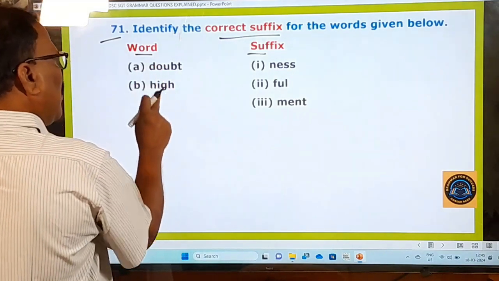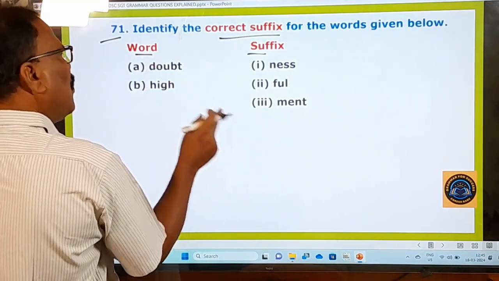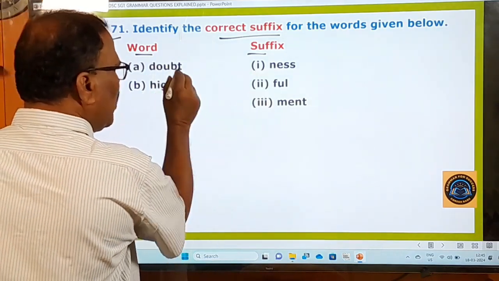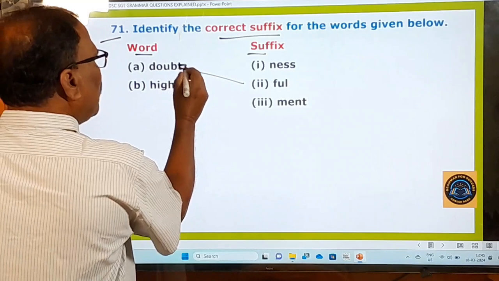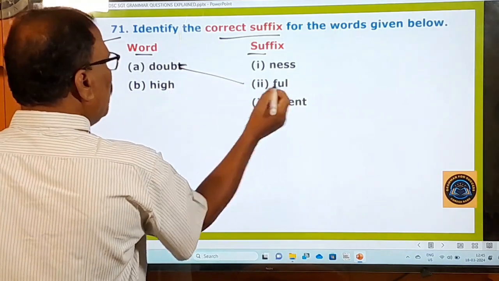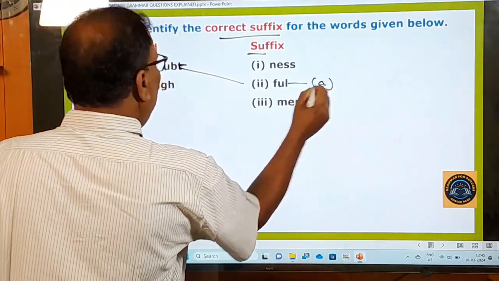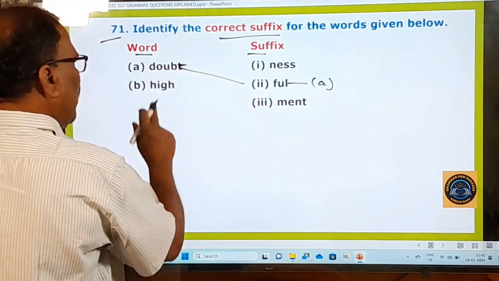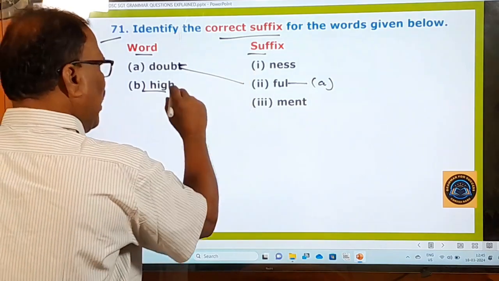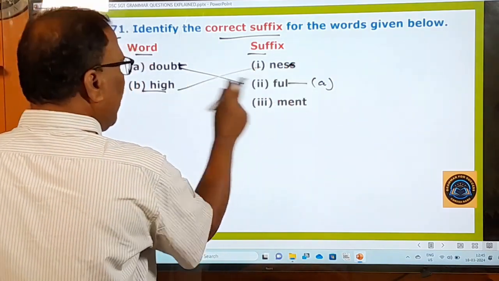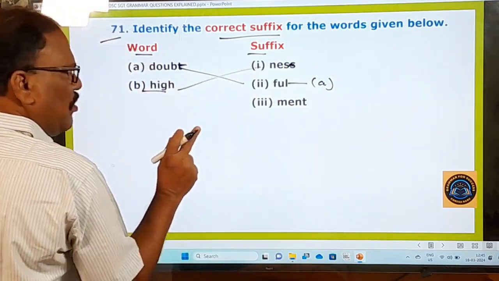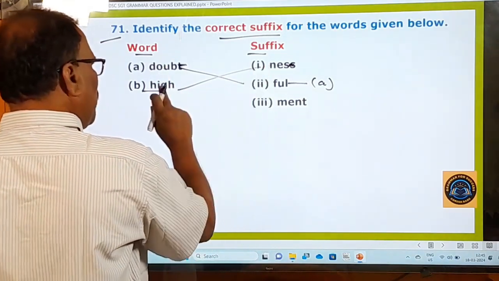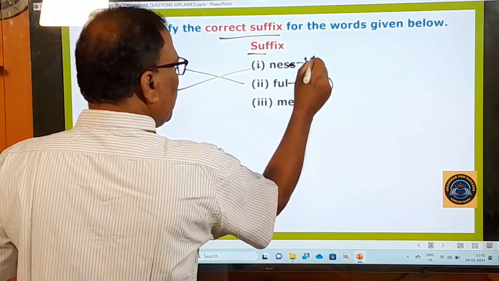Doubt and high, these are the two words. And what is the suffix to be used with this? You don't say doubtness, you say doubtful. You don't say doubtment either, only doubtful. For high, you say highness, and you don't say highful or highment. So this suffix is used with this and this suffix is used with this. So therefore let me say B.